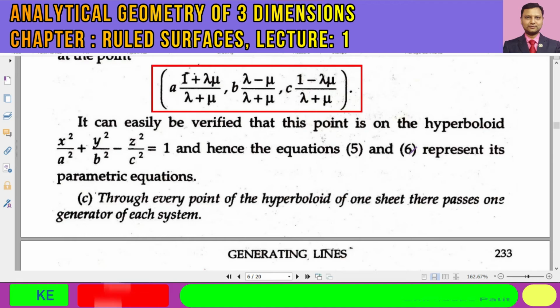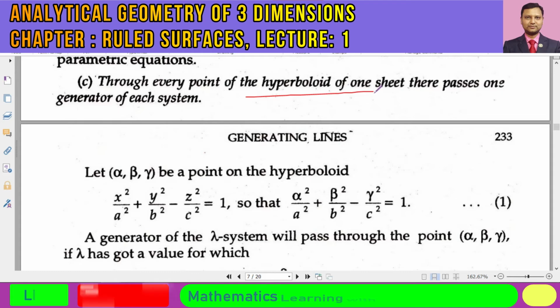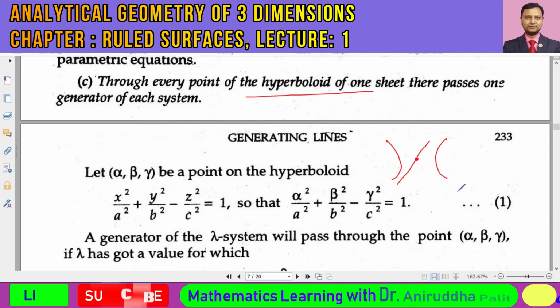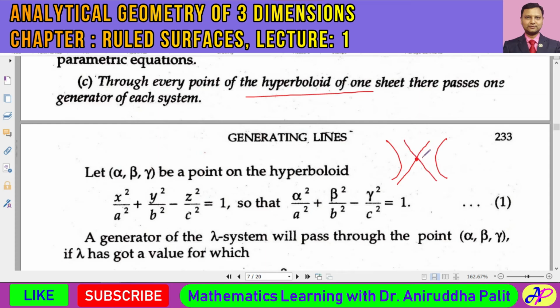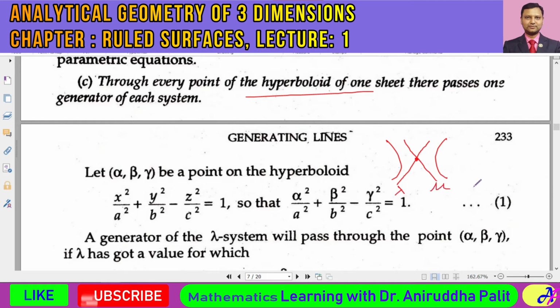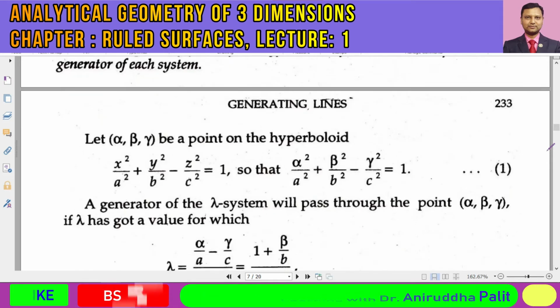Okay, and the third and fourth result, one can easily prove this result, that whatever point of the hyperboloid of one sheet you consider, from each and every point, you can draw one generator from lambda system and another generator from mu system passing through this point. This would be a generator from lambda system, this may be the generator from lambda system, and this may be the generator from mu system. So through each and every point you will be able to draw this type of generator. How to prove this result is an easy proof.